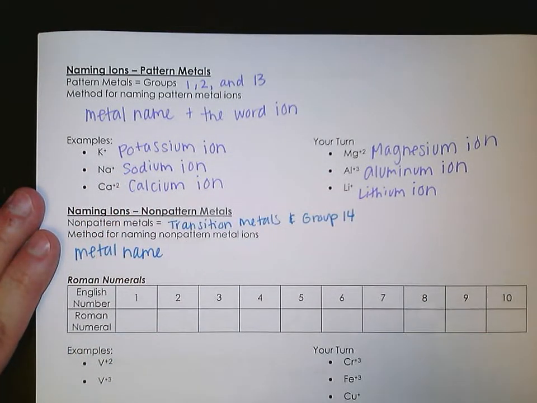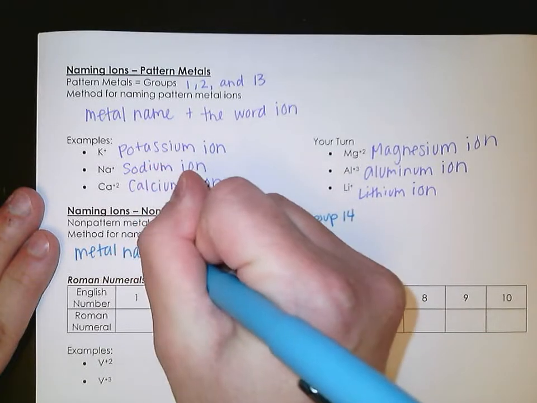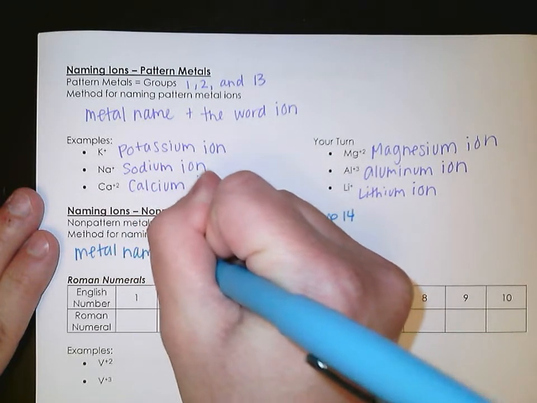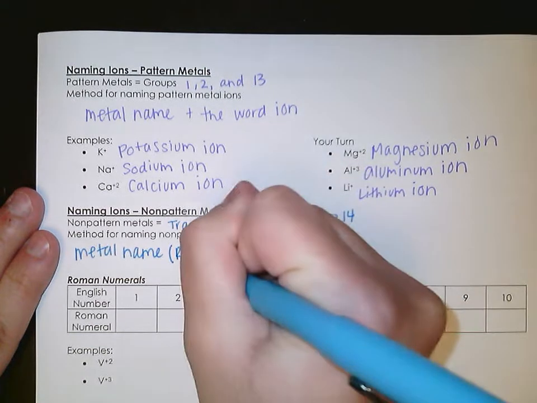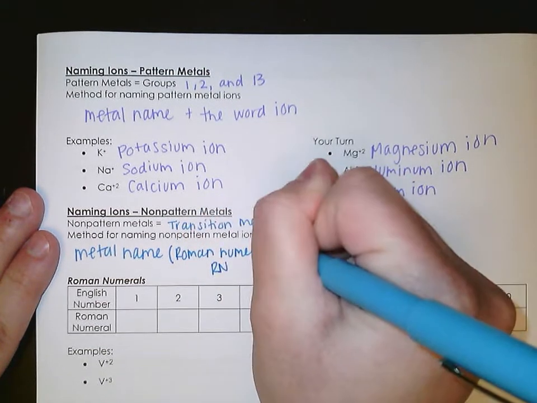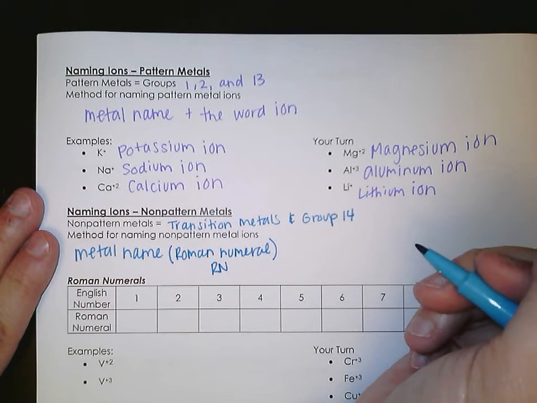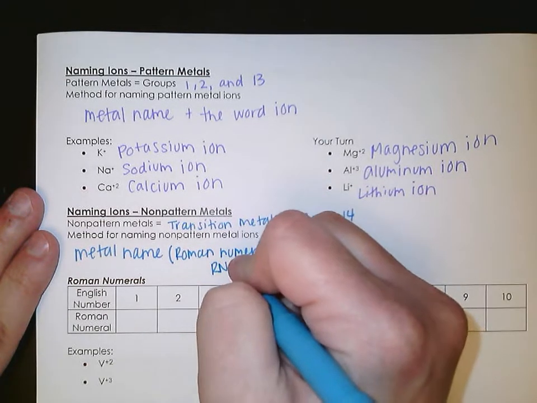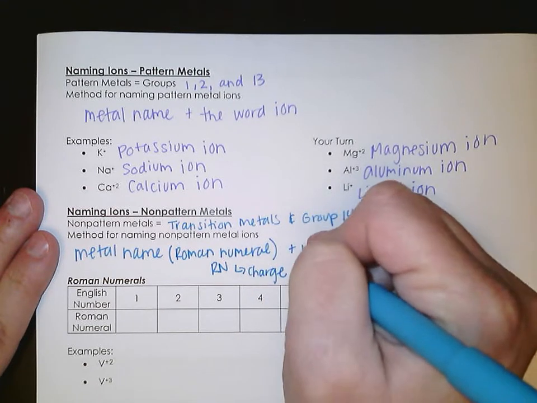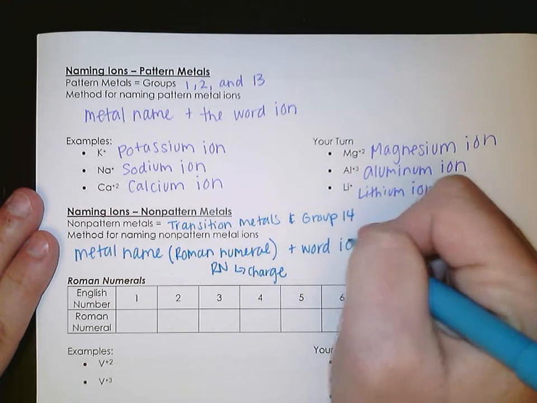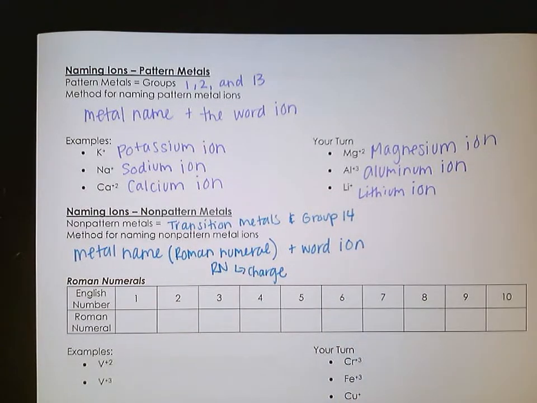In parentheses, we're going to put the Roman numeral, which I usually abbreviate just RN for Roman numeral. In parentheses, this is going to represent my charge, plus the word ion. So let's take a second to talk about Roman numerals. You may have used them before, you may not have. Either way, it's fine. We're going to talk about them right now.